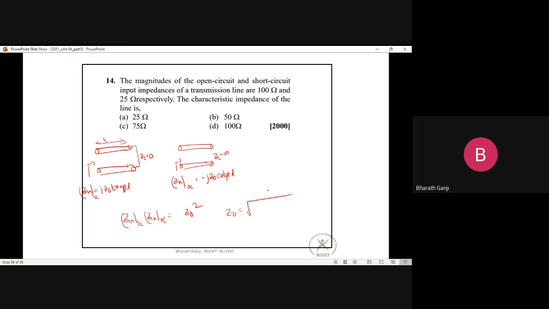You can measure what is the impedance for an open circuit and what is the impedance for a short circuit, and you can multiply them and take the square root of it to get the characteristic impedance. So here it is the square root of 25 into 100. So the answer is 50. Right.